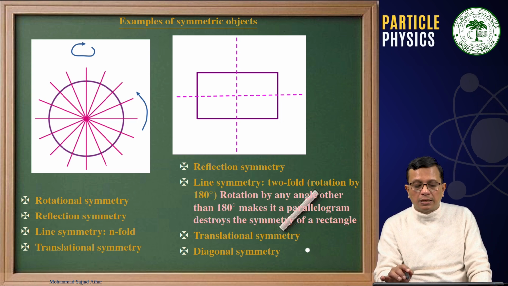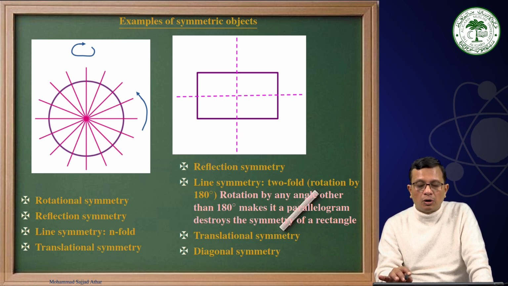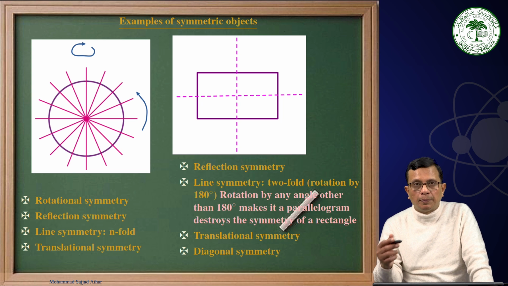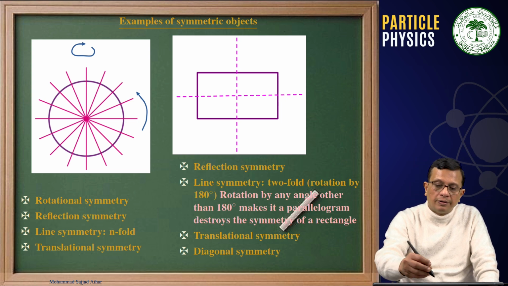Now, in comparison to that, if I take a square and put a vertical dashed line either at the center as the vertical line or as the horizontal line, then we come across translational symmetry. Then rotation by an angle other than 180 degrees, for example, if this is a parallelogram, makes or destroys the symmetry of a rectangle, while in the case of a square, rotation by 90 degrees keeps the symmetry. In the case of a parallelogram, rotation by 180 degrees keeps the symmetry. Other than that, symmetry is destroyed. Then we have translational symmetry as well as the diagonal symmetry.